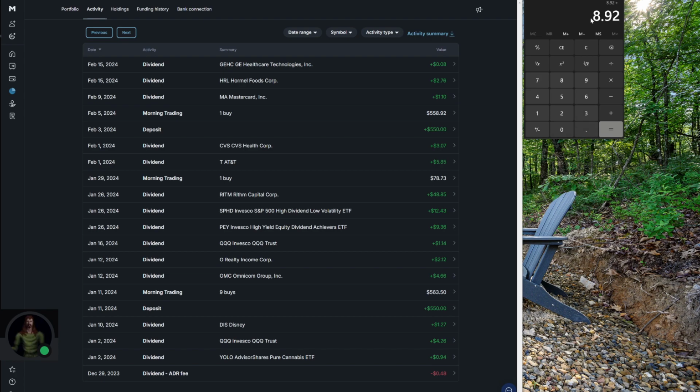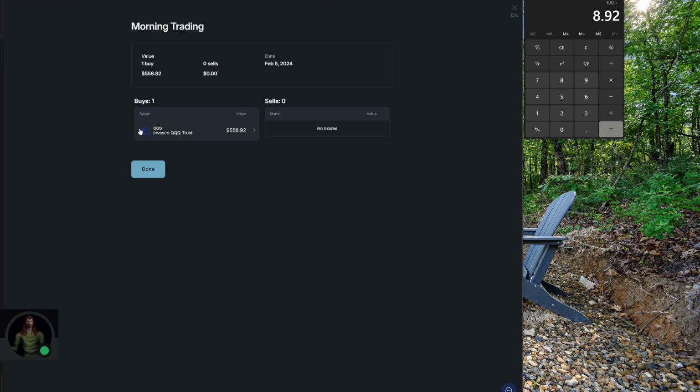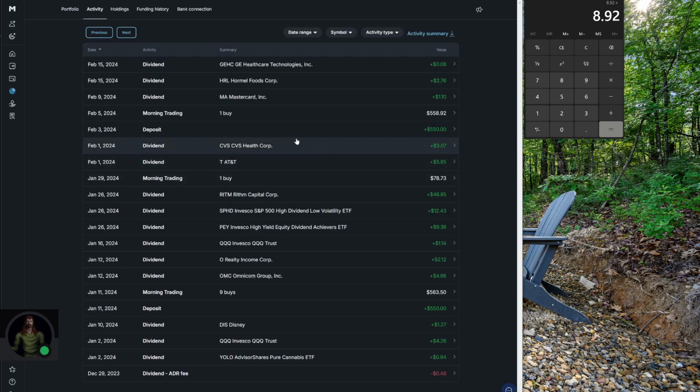CVS, $3.07. I deposit $550 into this account every single month. In 2024, last year, I was doing $500 a month, so I increased it just a hair. And this buy triggered a buy event of $558, and it bought all in QQQ. It buys what you're low in to try to get back up to the target percentages that you set for it. That's a solid index fund to be in, so I don't mind.